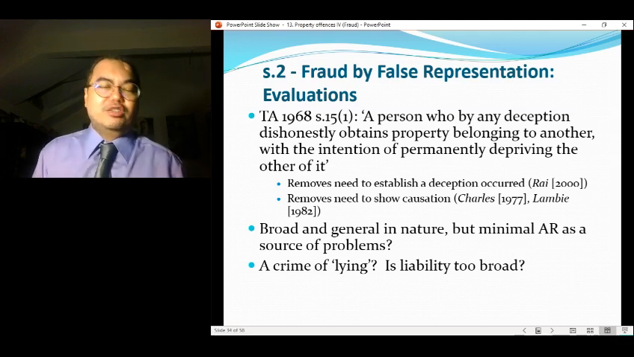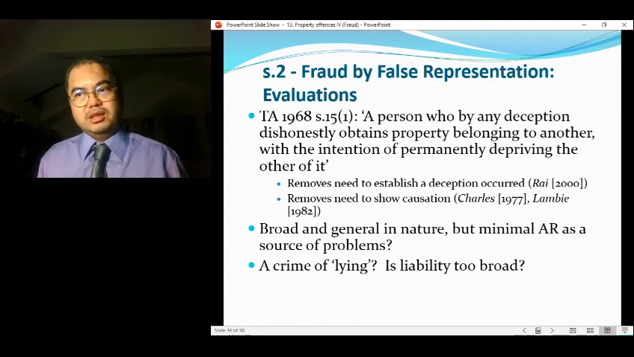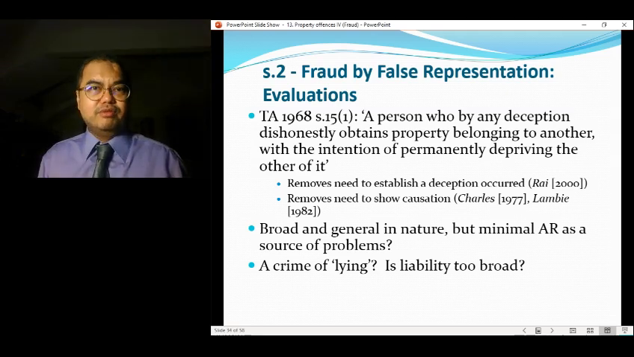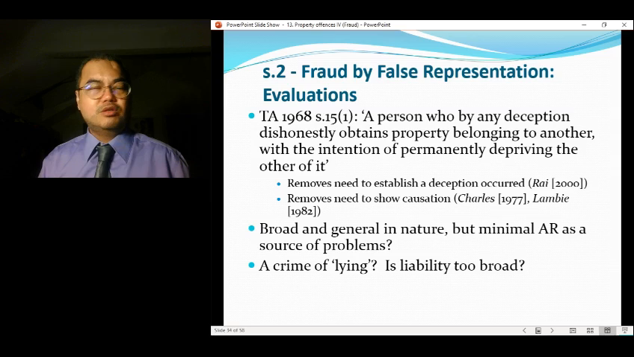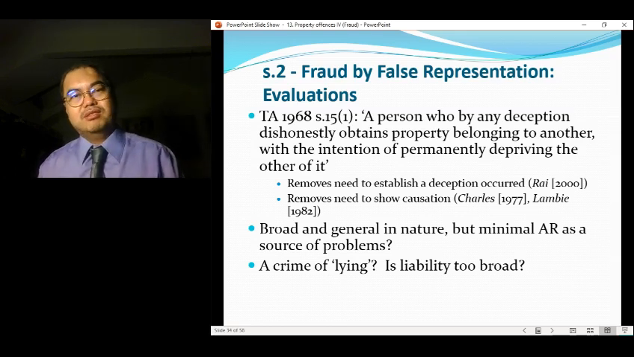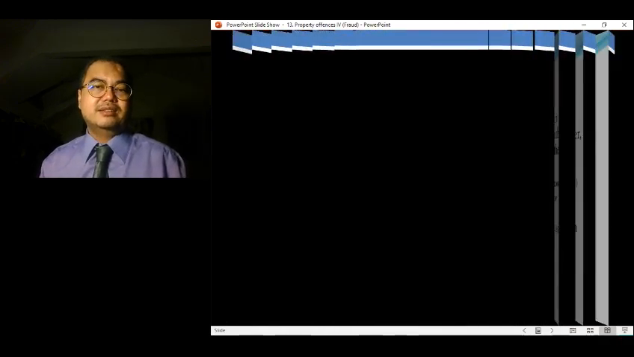So therefore, it is an untrue statement. I made a false representation, and I did so with the intention of you giving me a present or buying me something. If that is my intention, then I would have committed fraud by false representation. All I have to do is say that today is my birthday. If I say that, that's a lie, and if I say it with the intention to make a gain for myself, then that is fraud. So it is criminalizing the offense of lying.